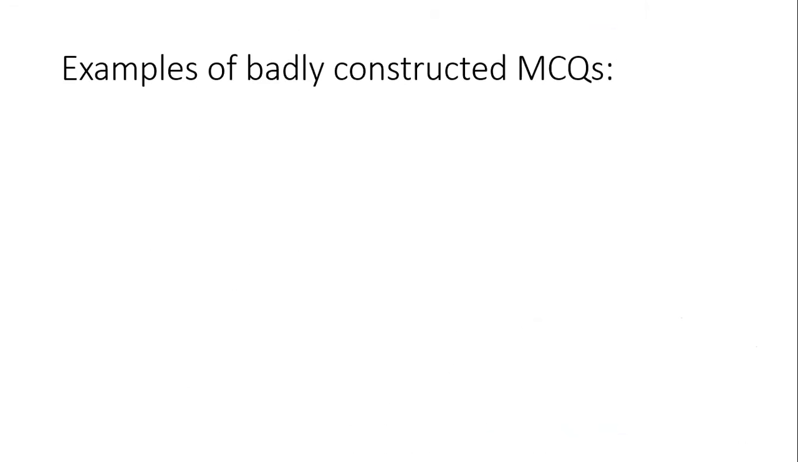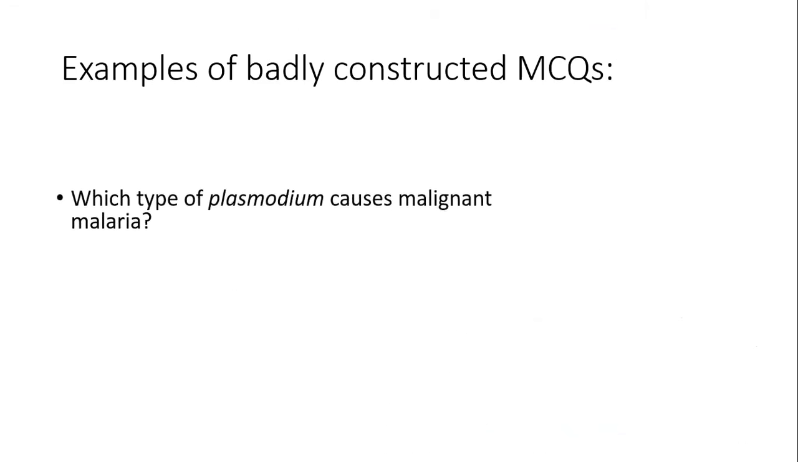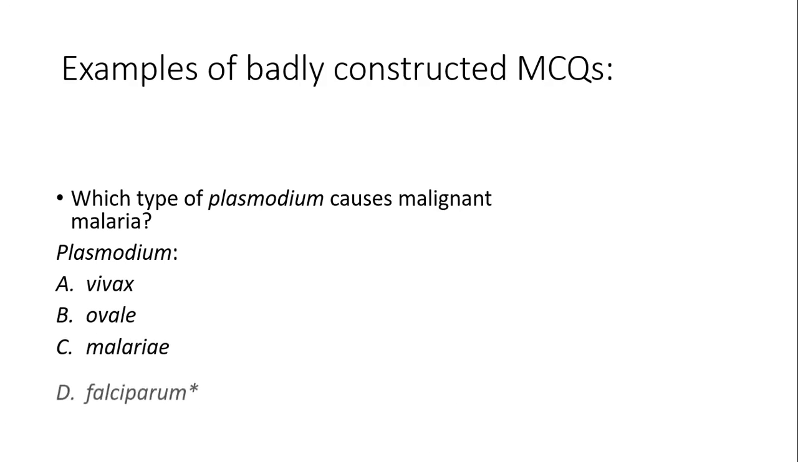Examples of badly constructed MCQs. Which type of plasmodium causes malignant malaria? Plasmodium: vivax, ovale, malariae, falciparum. What's wrong with this MCQ question? It has bad anatomy with no stem.